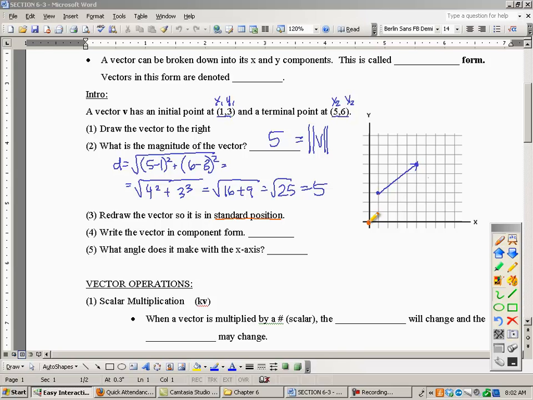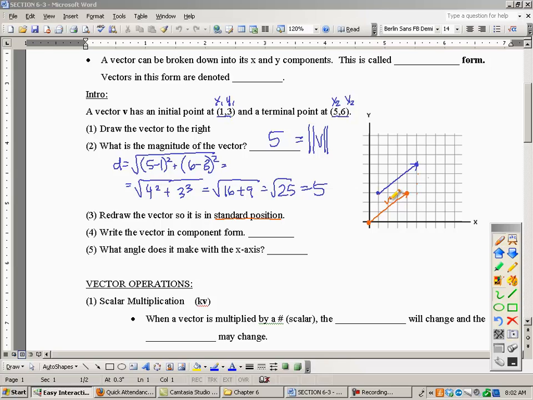So I'm going to take my terminal side and move that down 3 and left 1. And so this is my vector V in standard form. And all you've done is just shifted it down. The reason we do this in standard form is because we want to write it both in component form and look at the angle or the direction that my vector is going.